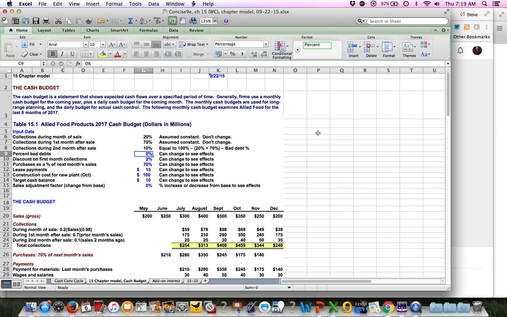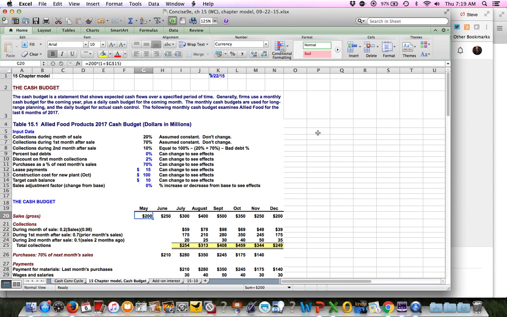We have no bad debts in this example. There's a discount on first month collections of 2%. So if somebody pays within the first month, they get a 2% discount. Purchases are a percent of next month's sales, 70%. We have some fixed lease payments. We have some construction cost just happening as a one-timer. Target cash balance of 10. And 0 for our sales adjustment factor.